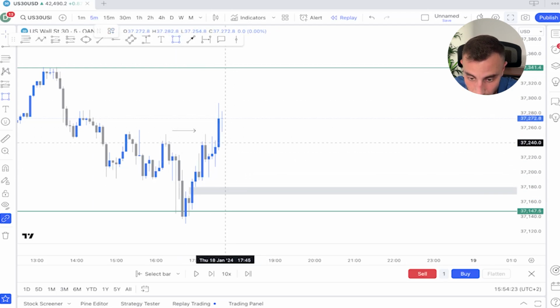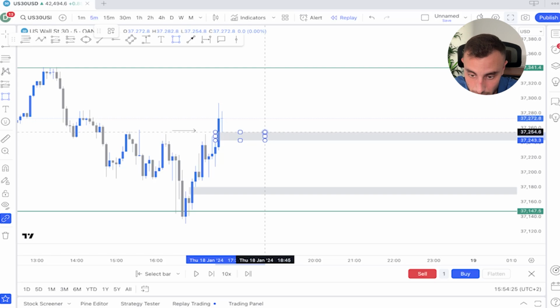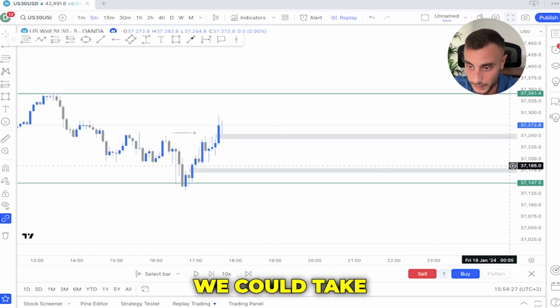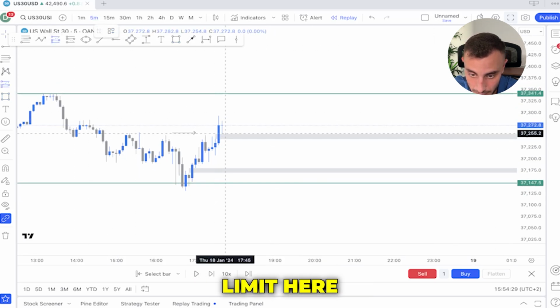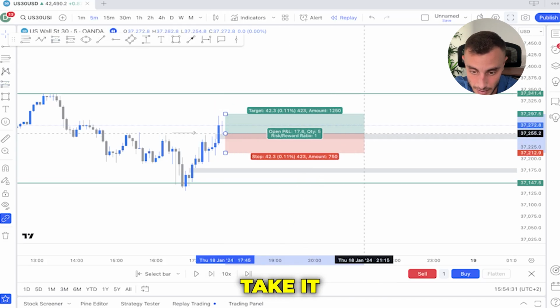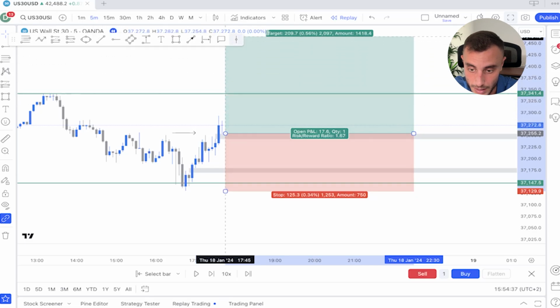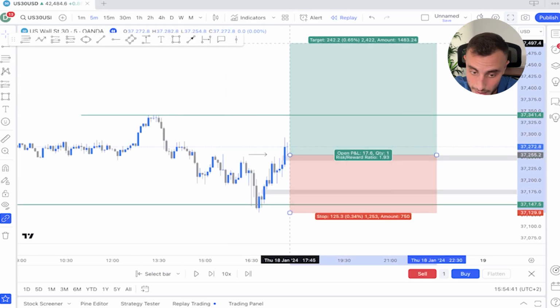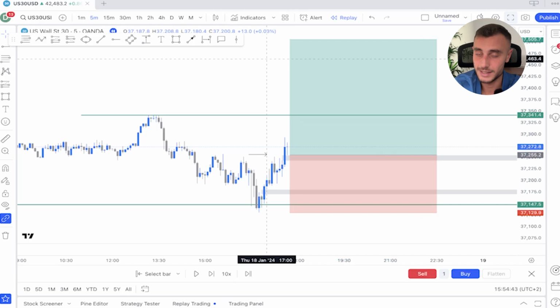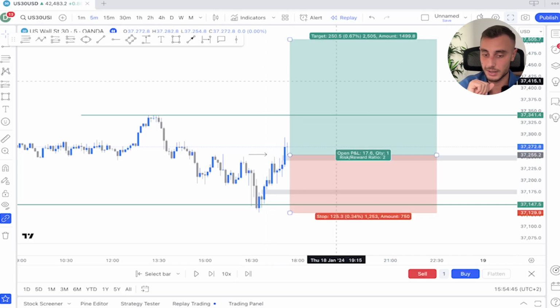We have a second fair value gap here as well. Now, theoretically, we could take a buy limit here. But personally, I wouldn't take it, and I will tell you exactly why. Check this out. Stop loss would have been here, and take profit would be at 1 to 2, which is way higher than the upper liquidity level. This is the exact reason why I wouldn't personally take this trade.